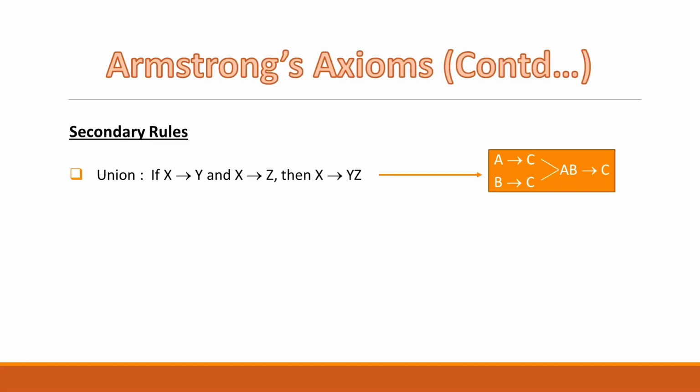Next comes the secondary rules. The first secondary rule is union. If there is a functional dependency from X to Y and X to Z, then we can say that there exists a functional dependency from X to YZ. Remember, union rule is always applied on the right hand side of the functional dependency.